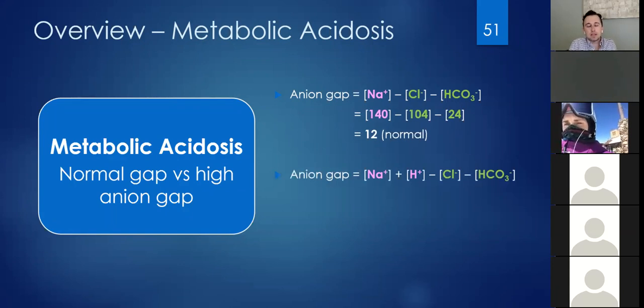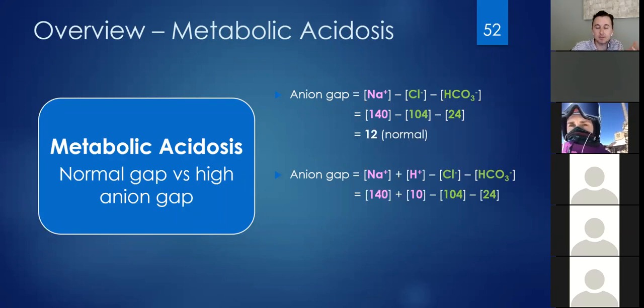So let's say that we've added a bunch of hydrogen to the system. Your pH is equal to the inverse log of the amount of hydrogen, so if hydrogen is added, it should drop your pH. For example, say we added 10 hydrogen ions. Here's our sodium, 140. We've got 10 hydrogen, a normal chloride value of 104, and a normal bicarb of 24.